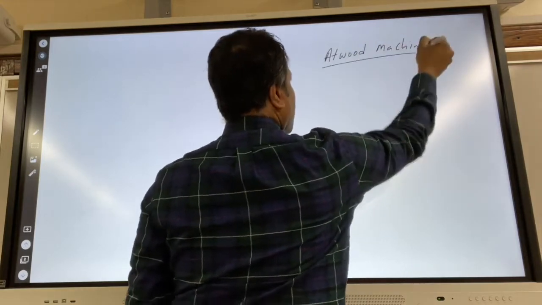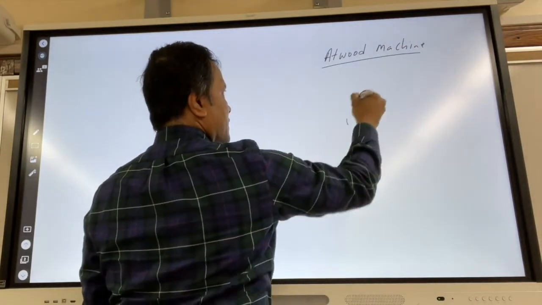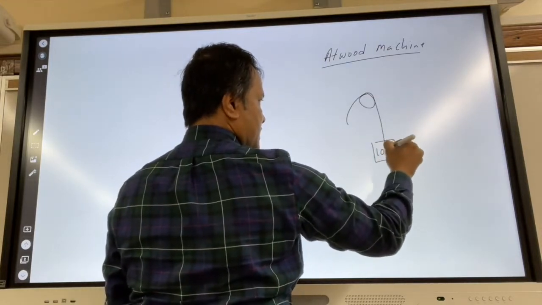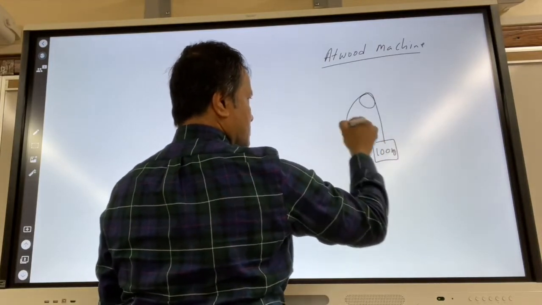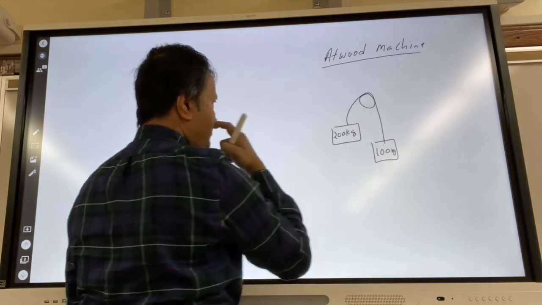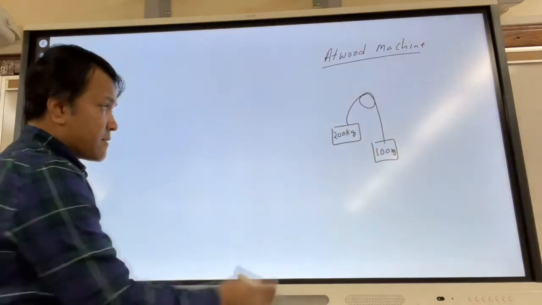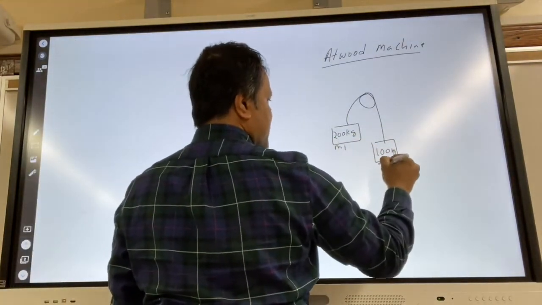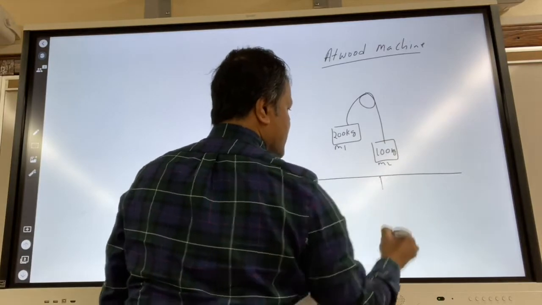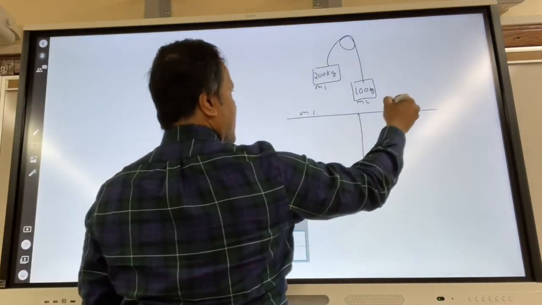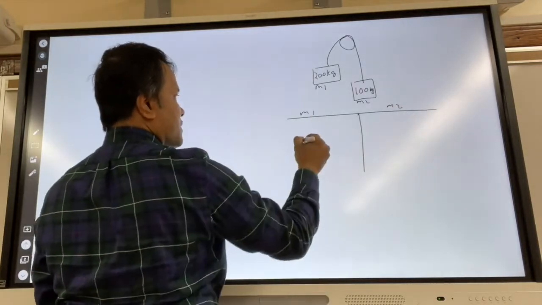All right, so let's consider a pulley. Let's consider two masses. Let's say this is 100 kilograms and this is 200 kilograms. We want to find the acceleration. Let's say this is mass one and this is mass two. So we're going to use m1 and m2.